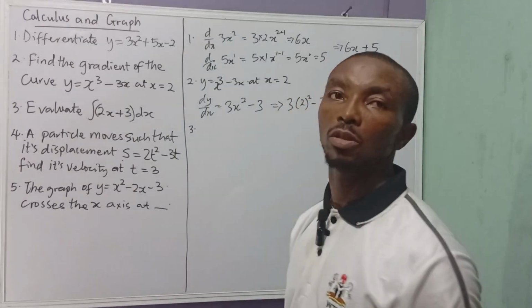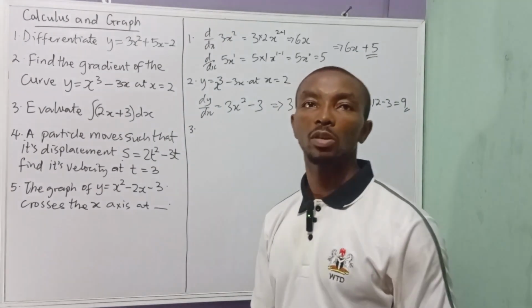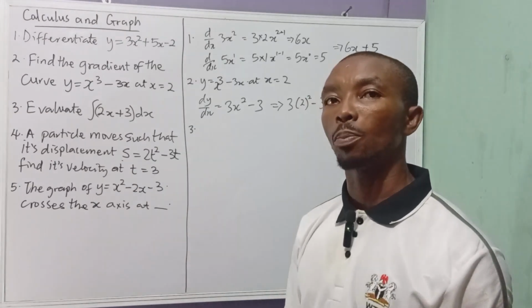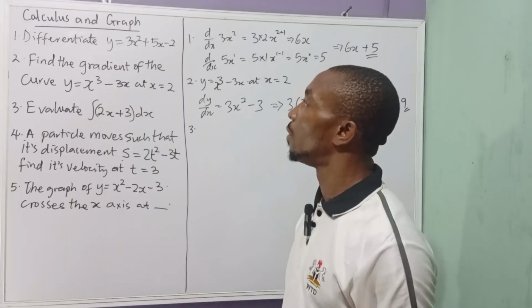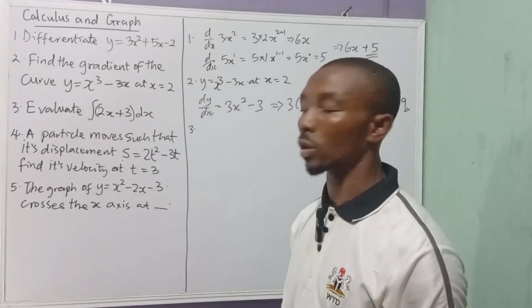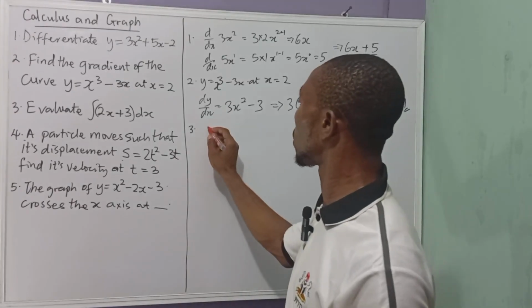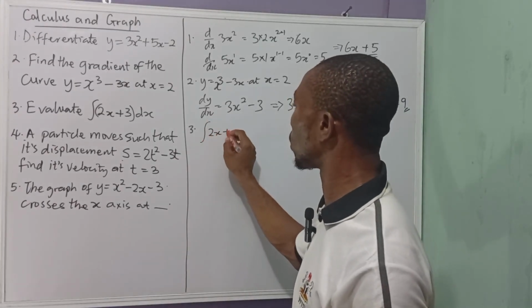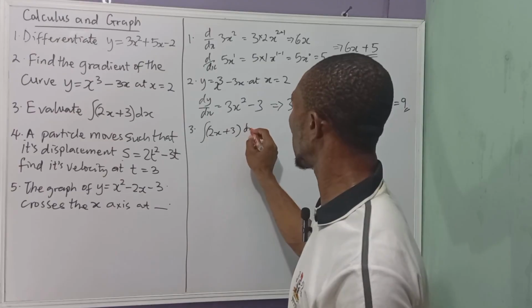Now, our third question says, evaluate the integral of 2x plus 3 dx. It's important to know that integration is the opposite of differentiation. For differentiation, we are breaking down; for integration, we multiply upwards. So this becomes the integral of 2x plus 3 dx.